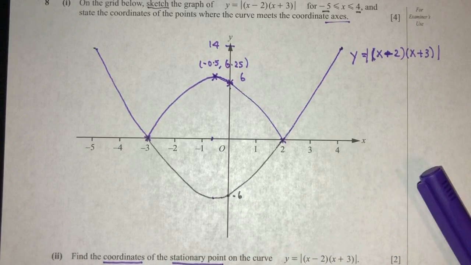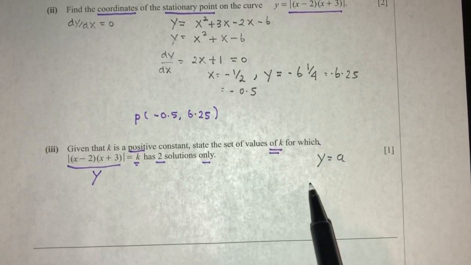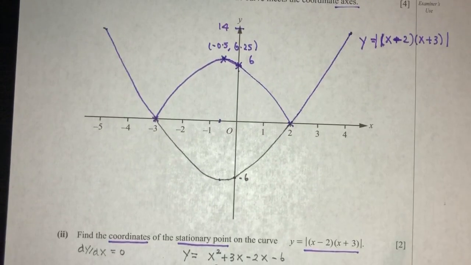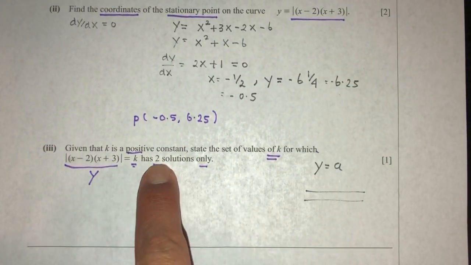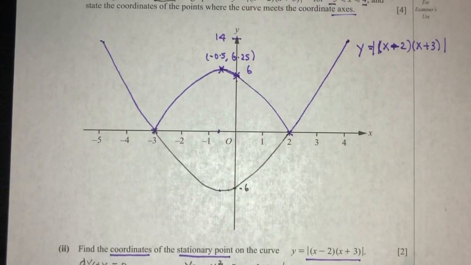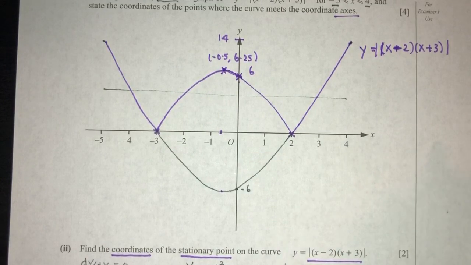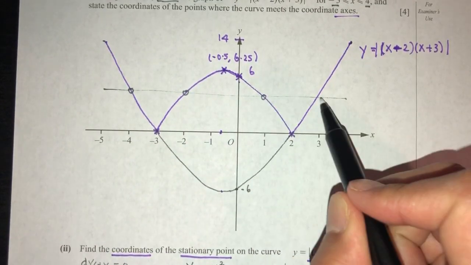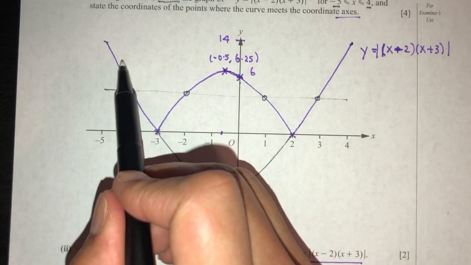For example, you first have to know y equal to a constant. It is basically a horizontal line, so you have to know that in the first place, right? So we want to know for what values of k it has only 2 solutions. So let's see. If I were to draw the line here, you would say this one has 4 solutions because it has 4 points of intersection, so it is not good. I have to move up, right?